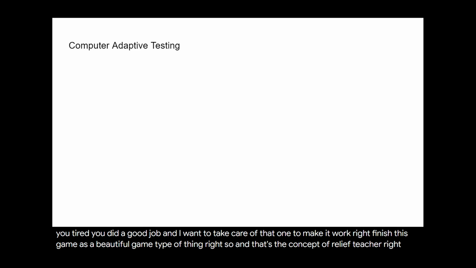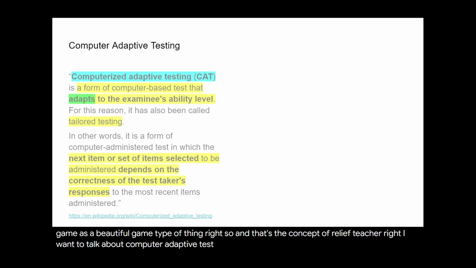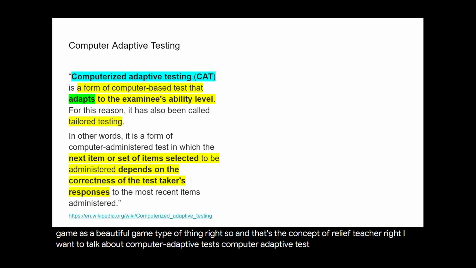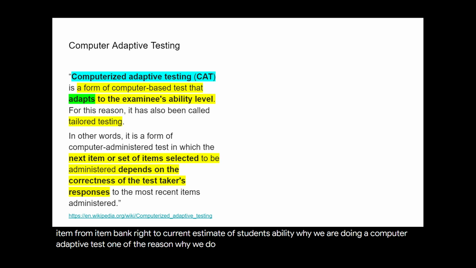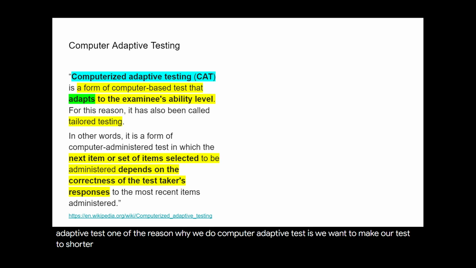I want to talk about computer adaptive test. What is a computer adaptive test? We adaptively select items from an item bank, right, according to the current estimate of the student's ability. Why are we doing a computer adaptive test? One of the reasons is we want to make our test shorter and more efficient. If our test becomes shorter, there are a couple of advantages. One of the advantages is what?